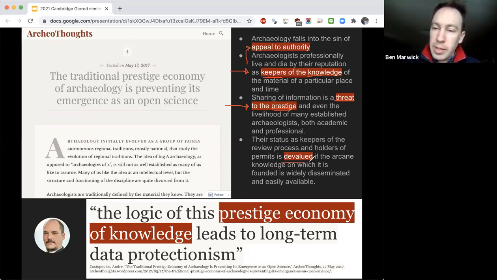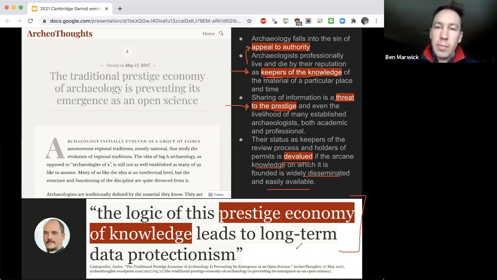And so these people's status becomes devalued if the knowledge on which their status is based becomes widely disseminated and easily available. So his main point is we have a prestige economy of knowledge in archaeology that structures the discipline in very powerful ways.